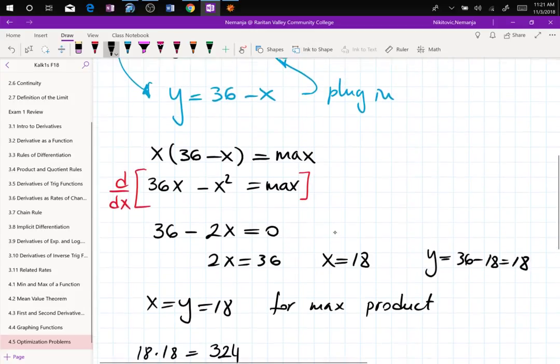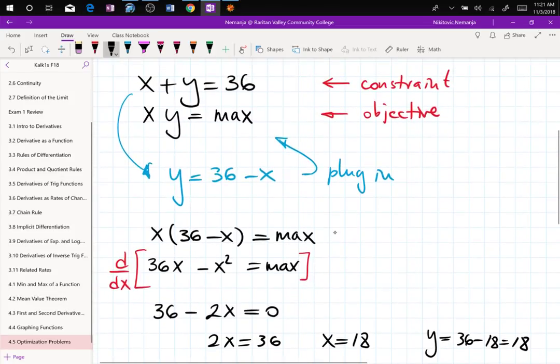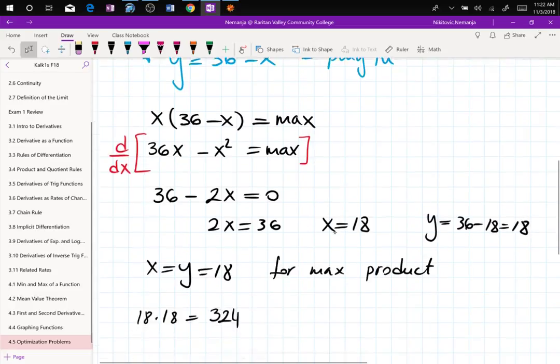So this is the procedure for all of these problems. You read the problem, and you come up with equations for that problem. One equation will be constraint, and one equation will be the objective. Objective equation is always the one that has min and max in it. You will always plug constraint into objective, eliminate one of the variables by doing that, and then take the derivative.